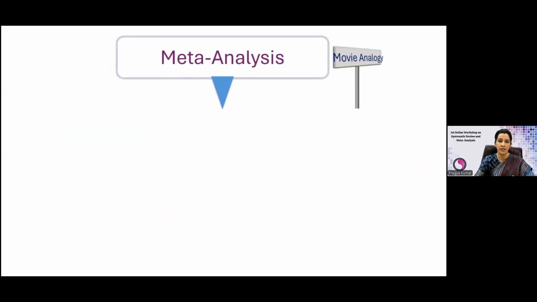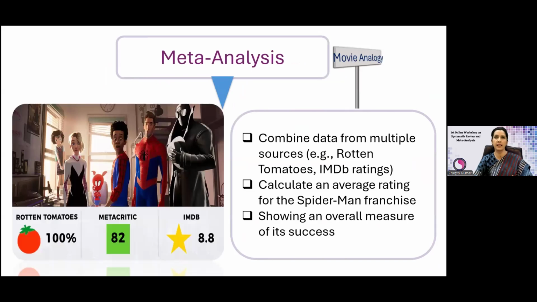So meta-analysis of a movie can be like you combine data from multiple sources, like Rotten Tomatoes or the IMDb ratings, or you calculate the average rating for this Spider-Man franchise, and then you show an overall measure of its success, like IMDb is giving how much rating, Metacritic is saying what, Rotten Tomatoes is saying what. So this is the meta-analysis, because you are seeing here in the form of some number or some percentages, some values. So that analysis you do, that is the difference.